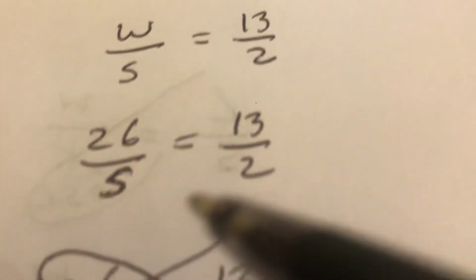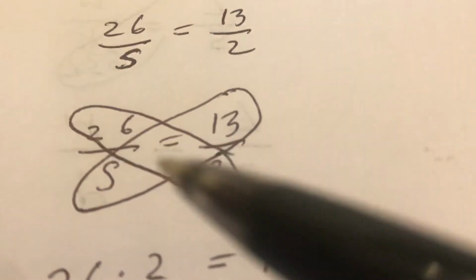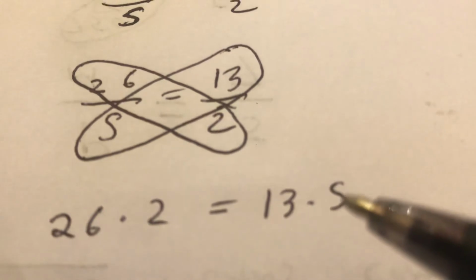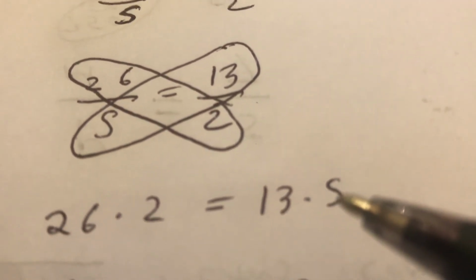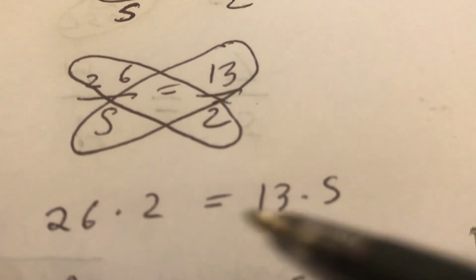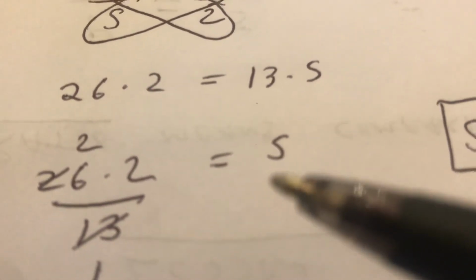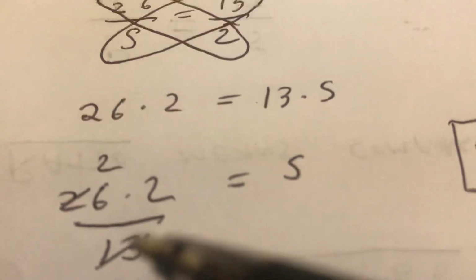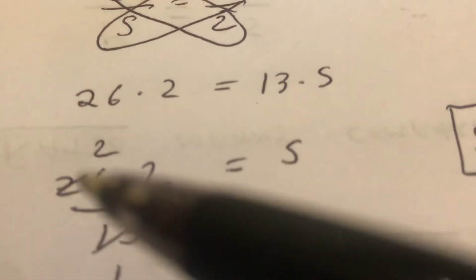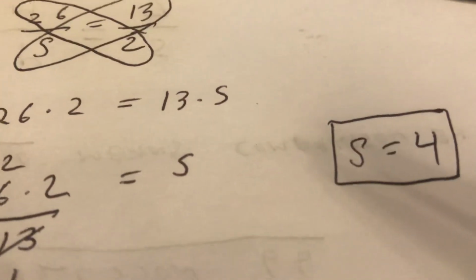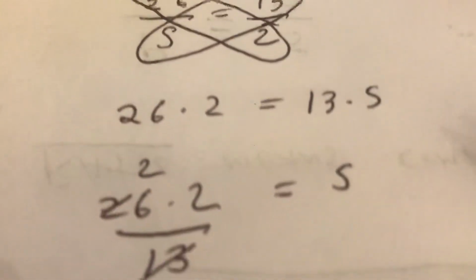Now we have just one unknown, so we can cross multiply. 26 times 2 equals 13 times S. That's an S. Now you could simplify, or at this point you could just divide both sides by 13, which gets the S all by itself. And 13 goes into 13 once, goes into 26 2 times. 2 times 2 is 4. The number of squirmers is 4.